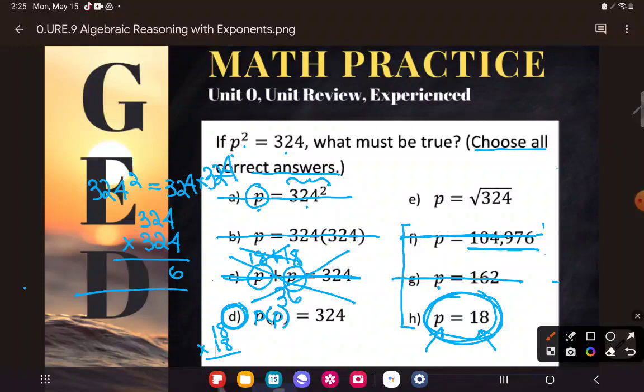Nice job. We only have one more to evaluate, and it's probably the trickiest one of the lot. But remember what square root means. So this says P would have to be equal to the square root of 324. Well, the square root means what number squared equals 324. Guys, that's just another way of saying P squared is equal to 324. Yeah, square and square root are opposites. So that is a right answer as well.